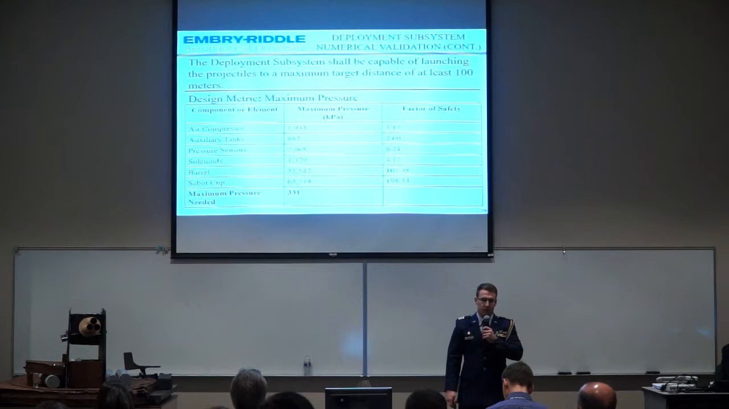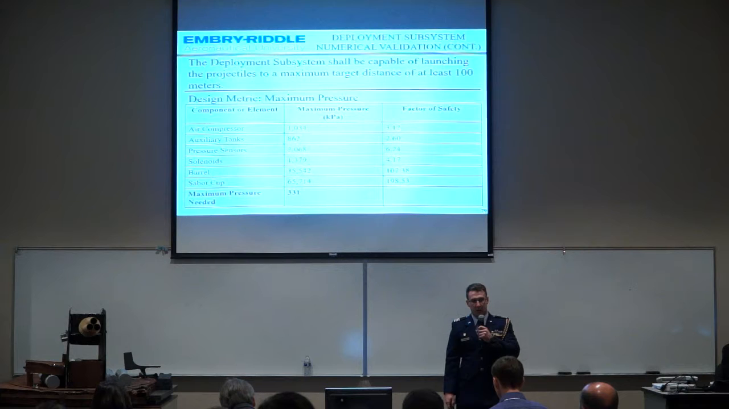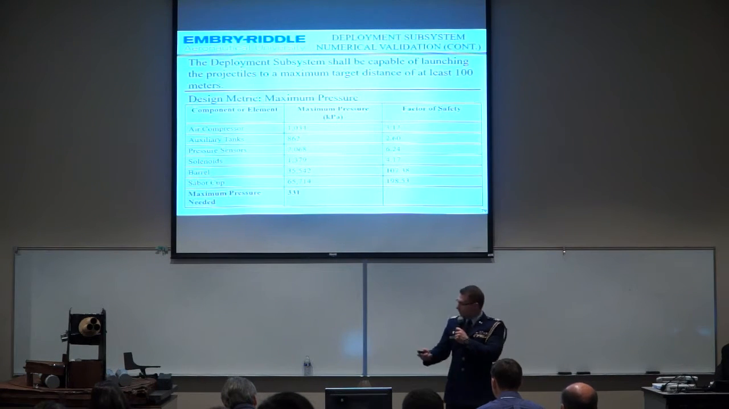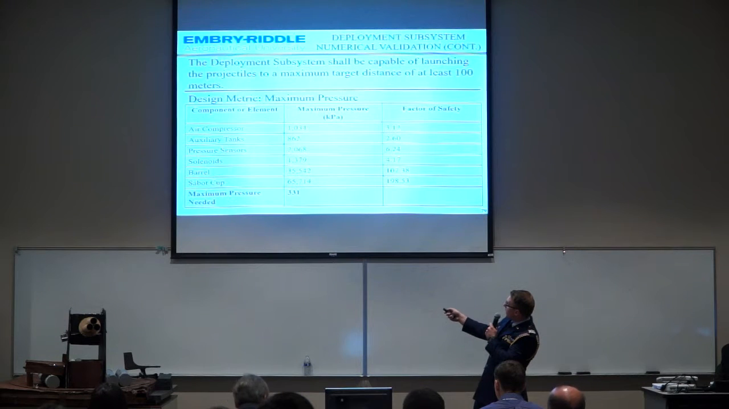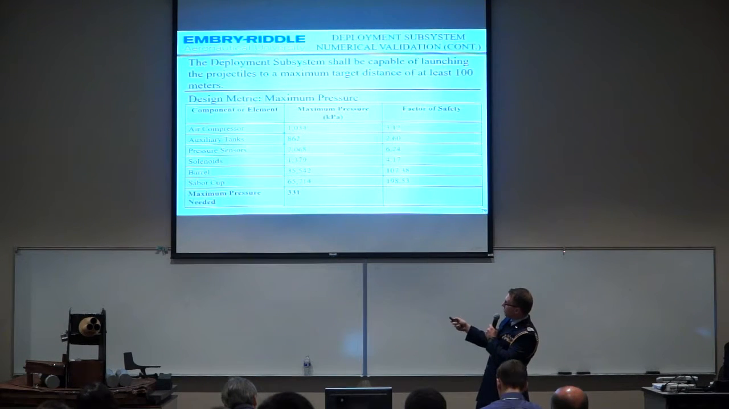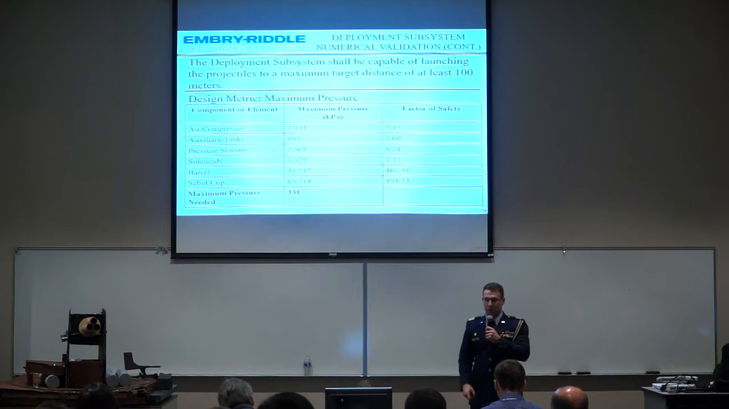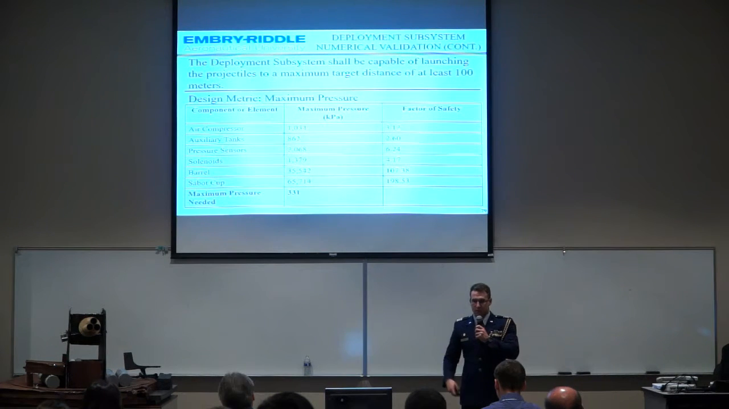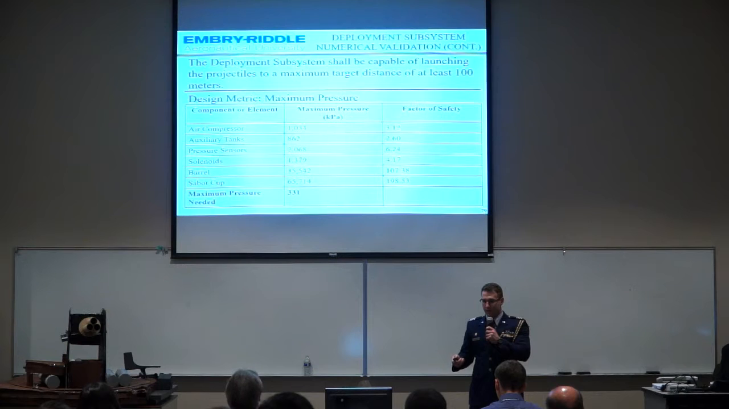This requirement, the deployment subsystem shall be capable of launching the projectiles to a maximum target distance of at least 100 meters. Our design metric for this is maximum pressure. As you'll see here on our elements and our components on the left-hand side, for the air compressor, this data is the maximum pressure that it is able to give out. For all the other components and elements, it is the maximum pressure that they are able to withstand within their respective systems. So the maximum pressure that the air compressor can give out is 1,034.